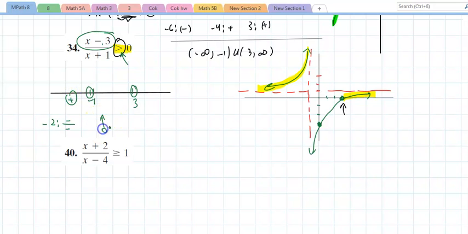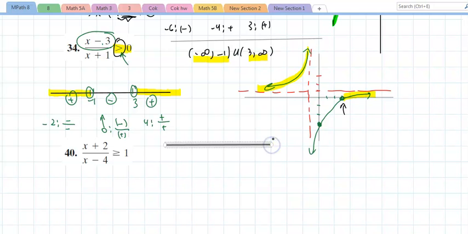If I pick 0, 0 minus 3 is negative. 0 plus 1 is positive. Negative divided by a positive is a negative. And if I pick 4, 4 minus 3 is positive. 4 plus 1 is positive. I want to know where this is bigger than 0. It's bigger than 0 from negative infinity to negative 1 and 3 to infinity.